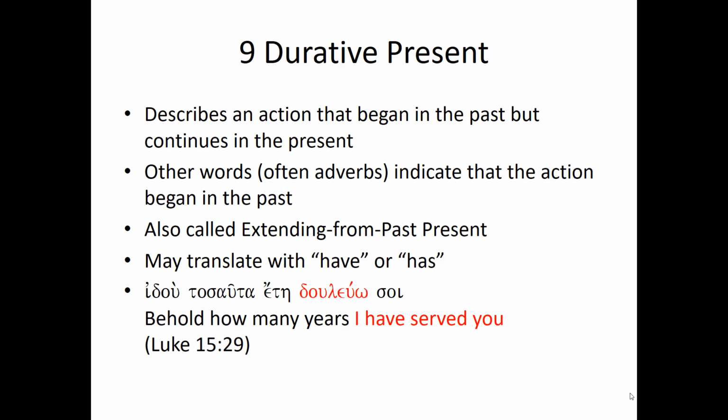Here in Luke 15, a chapter on things lost and found, in the story of the prodigal son: "Idou tosauta ete douleuo soi." Behold how many years I am serving you. It's often translated, I have served you, to express the idea, based in context, that this serving is not only going on right now, but many years of service. So, behold how many years I have served you. So this is a durative, a duration type of present.